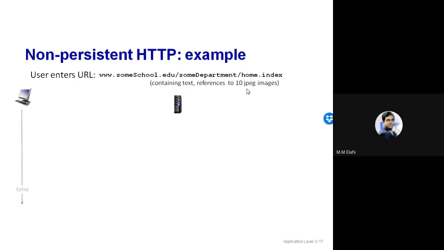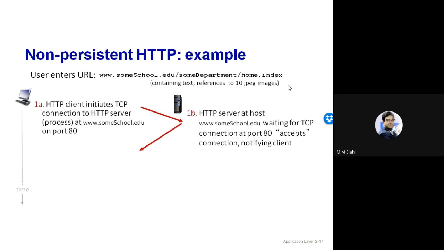For example, you click a particular link, and you see on top that it contains text and also references to 10 different objects, 10 different JPG images. Now how many objects are there? 11. Very good, 11. So 11 requests must be sent, even if as a user we click once.